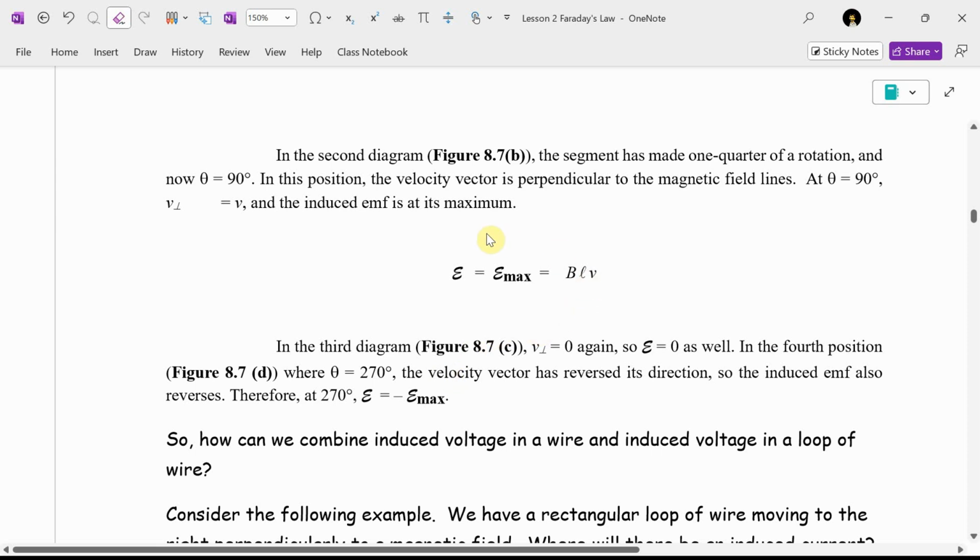So in the second diagram, I think you turn the page now, yes? Go to page 3. Your maximum voltage can be calculated by BLV, except this equation is tricky to use when there's a coil of wires, when there's a loop of wire. It's easy to use when it's a single wire. We did that last day, but it's tricky when there's a coil of wires.